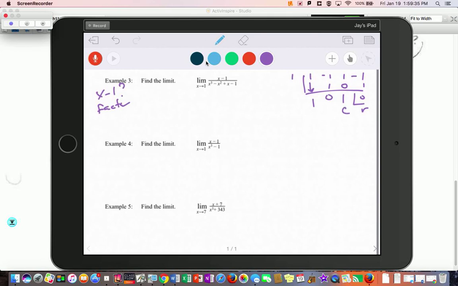Remember that this is your constant, this is your x, this is your x squared. So if I rewrite this, I have an x minus 1 factor on the bottom, and now the other part is x squared plus 1. So these two things go away.